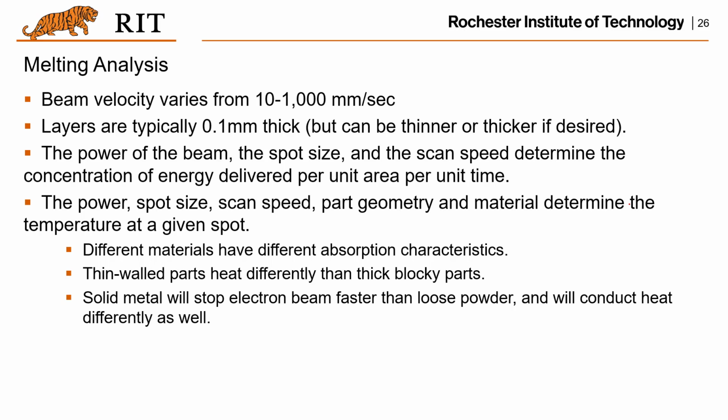Some analysis of the melting: the beam velocity varies from 10 to 1000 millimeters per second, and layers are usually 1.1 millimeters thick. Also there are some other parameters like the beam spot size and scan speed that will determine the concentration of the energy delivered per unit area and per unit time.